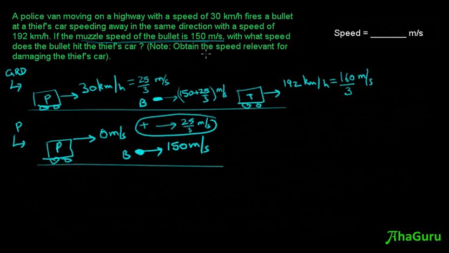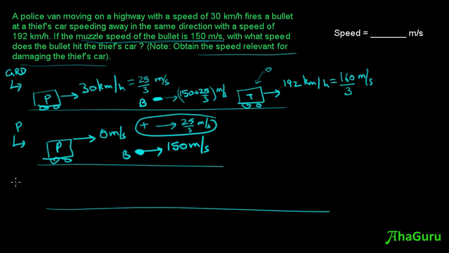The question we have been asked is to find out the speed that is relevant for damaging the thief's car, and the speed that is relevant for damaging the thief's car is the speed with which the bullet hits according to the thief's car. That means we must make the thief's car 0 and we want to find out what is the bullet speed relative to the thief's car. And the way we are going to do that is to draw another diagram, and this is the thief's car's diagram. And in this diagram, the thief's car obviously has a velocity 0 meters per second.